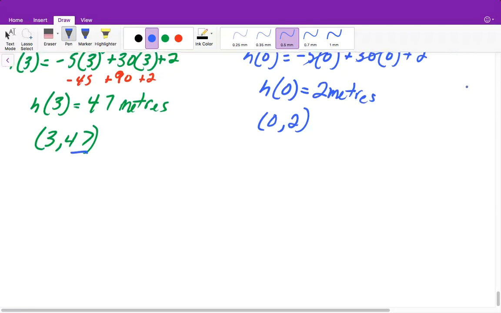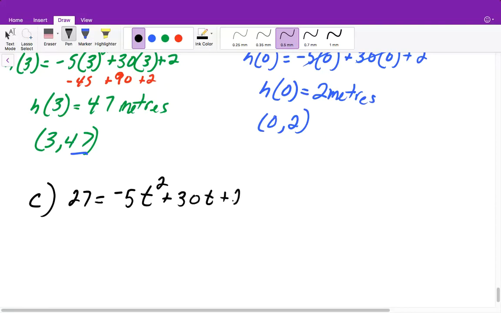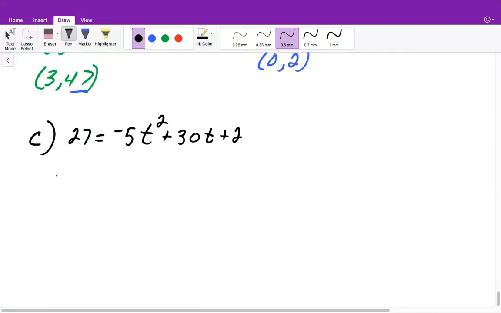Right? So when we're doing this, we need to set our y equal to 27. So our last part, it will be 27 is equal to negative 5t squared plus 30t plus 2. So now we need to set it equal to 0. So I will subtract over the 27. So negative 5t squared plus 30t minus 25 is equal to 0.